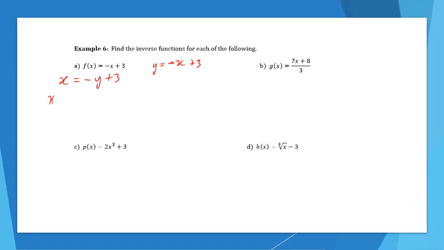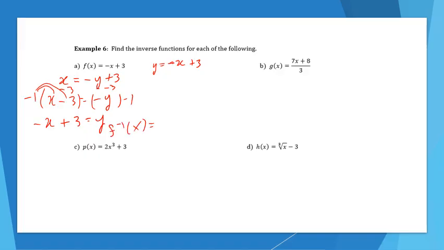And then solve. So x minus 3 equals negative y, subtracting 3 from both sides. And then I'm going to multiply both sides by negative 1 to just get y by itself. So here you have negative x plus 3, make sure to distribute that negative 1 to both terms, equals y. And then I'm going to rewrite this as the inverse of f of x equals negative x plus 3. And that should be our answer for part A.